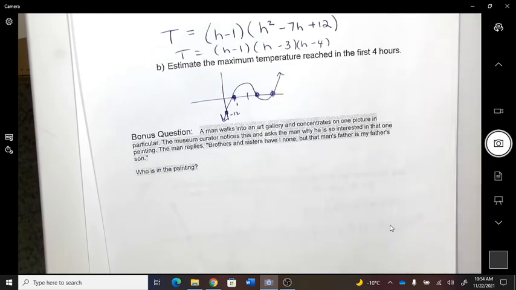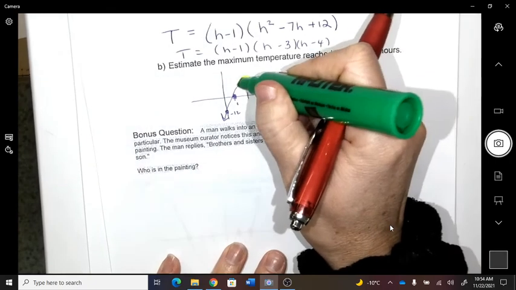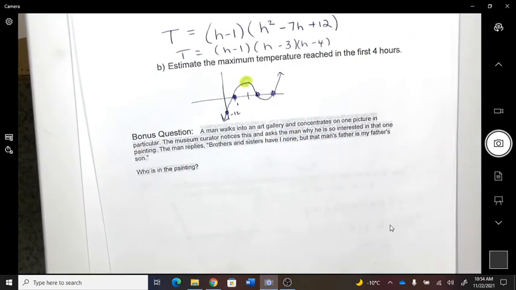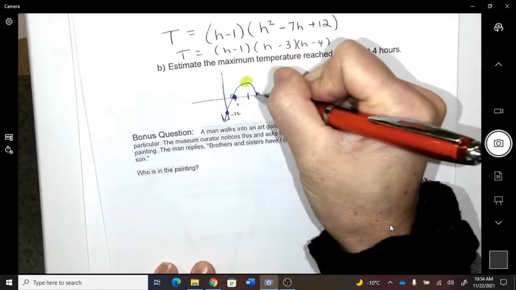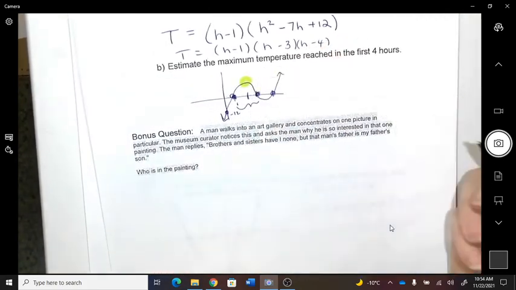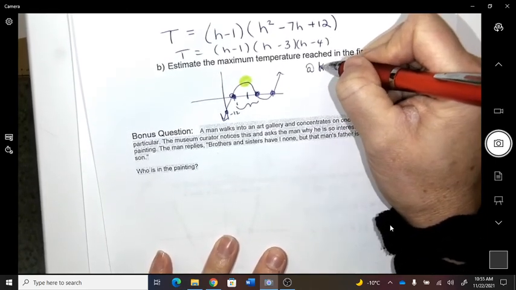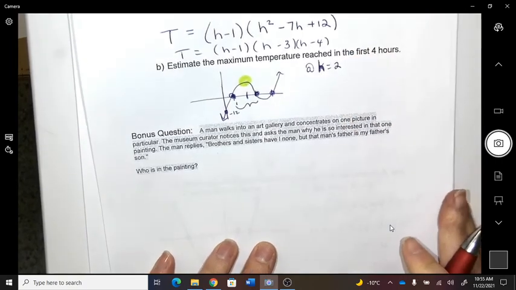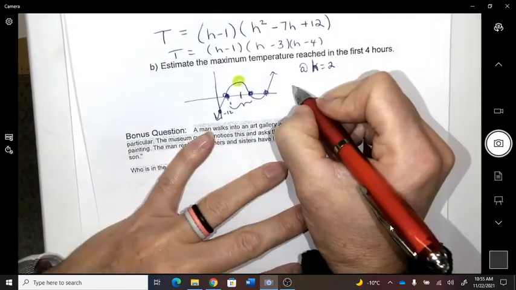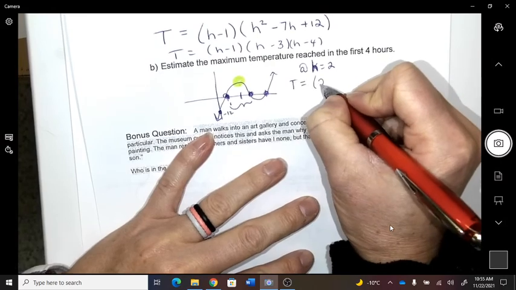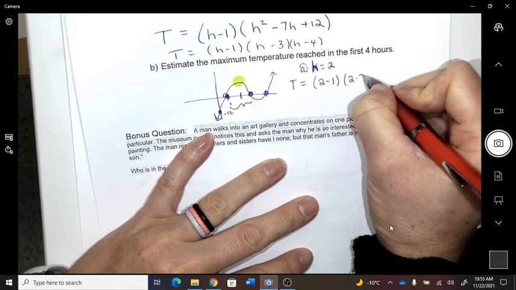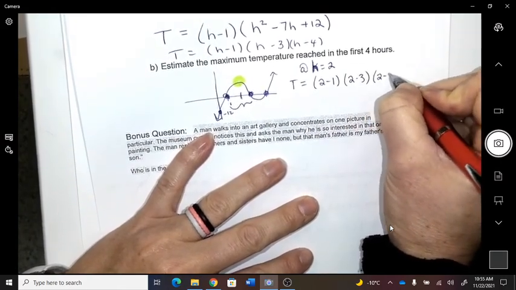Okay, estimate the max temperature in the first 4 hours. So I'm going to think about it in that spot. So what kind of x value do I want to predict it's at? Halfway between here and here. So an x, I'm going to plug in, well not x, but h, I guess. I'm going to plug in 2 for h. So the temperature equals 2 minus 1, 2 minus 3, 2 minus 4.